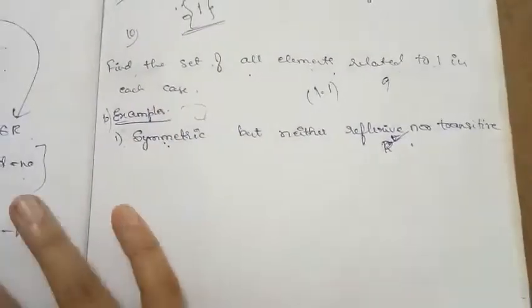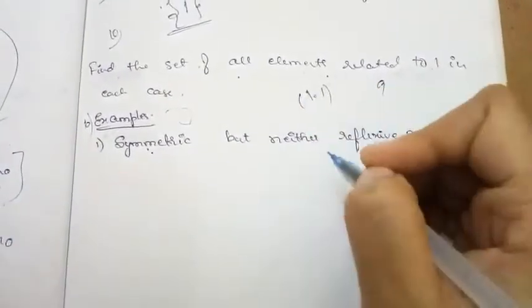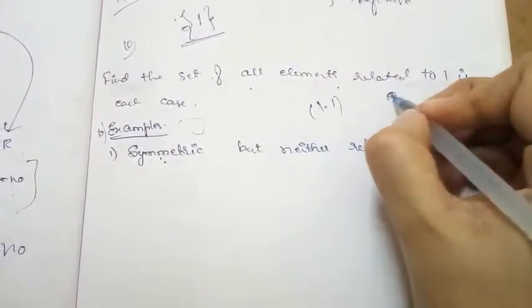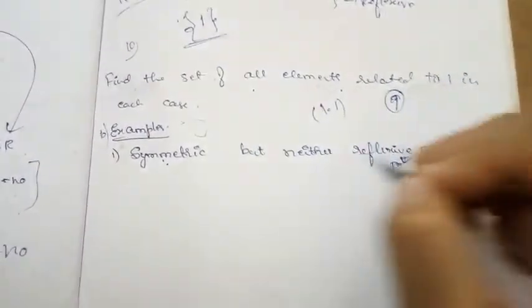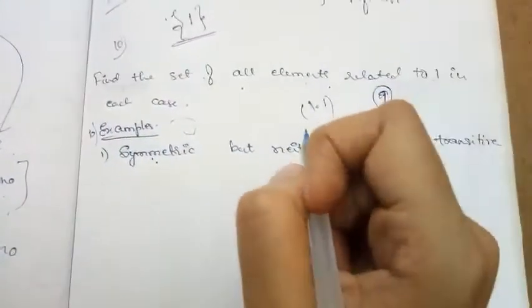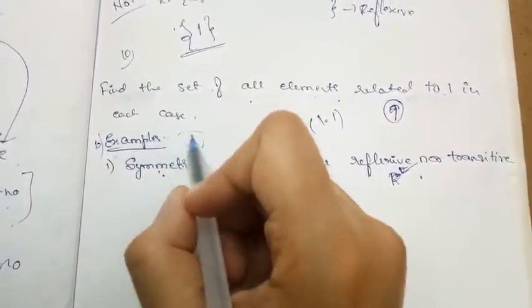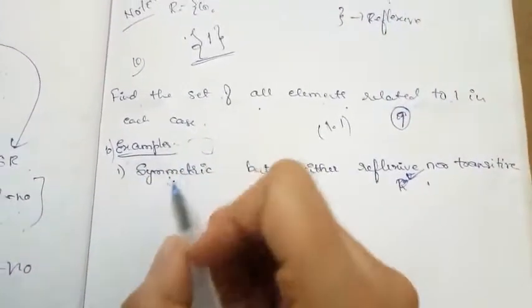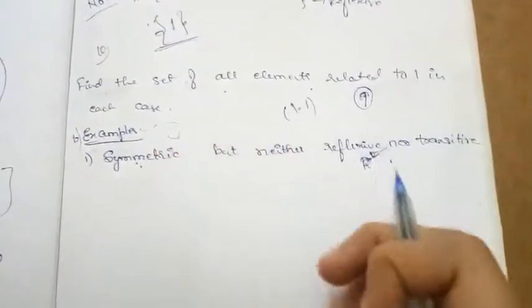Hi students, so now let us continue with exercise 1.1. We have finished up to the 9th exercise question, so we are continuing with the 10th question. In the 10th question, they are asking for some random examples for certain types of relation.